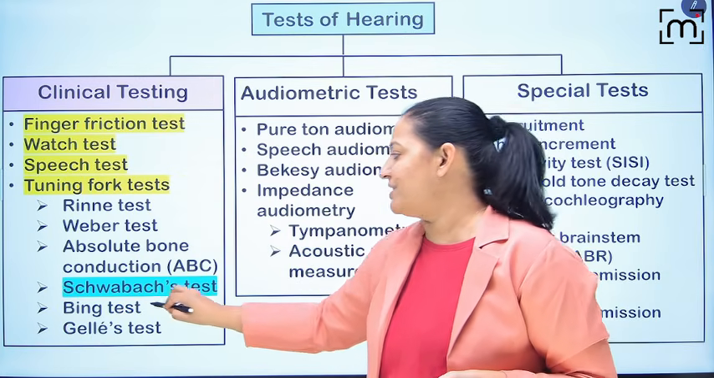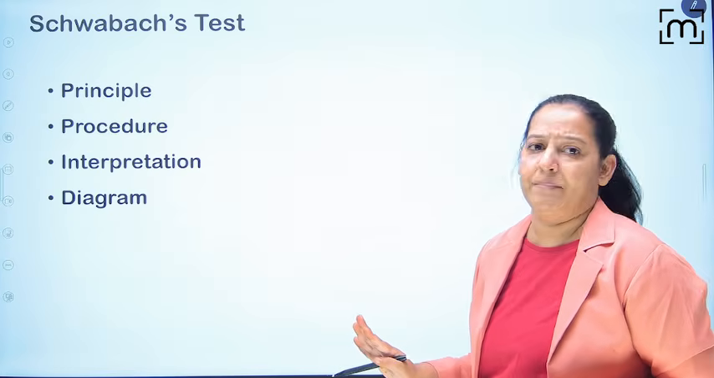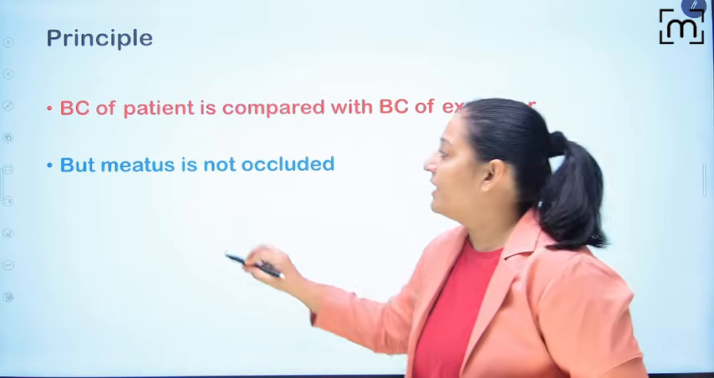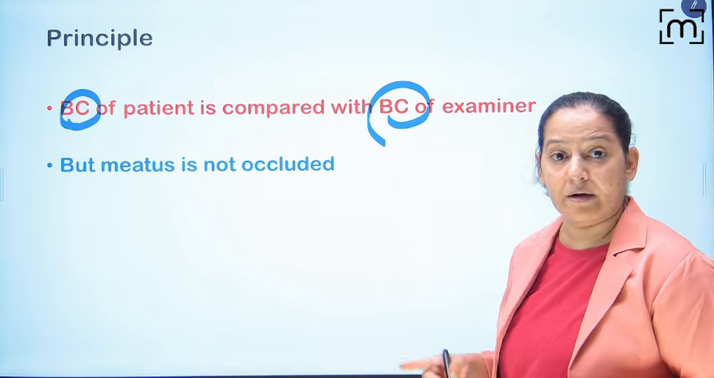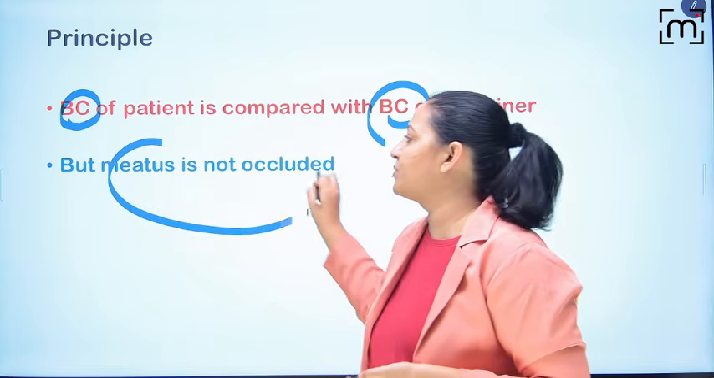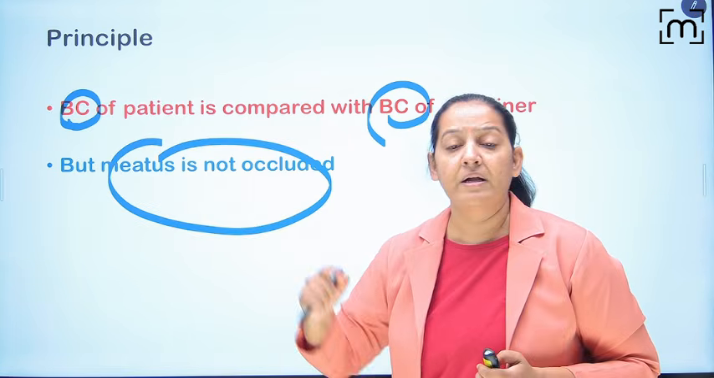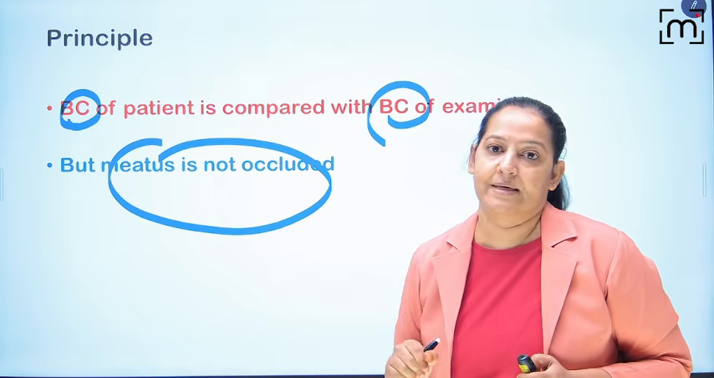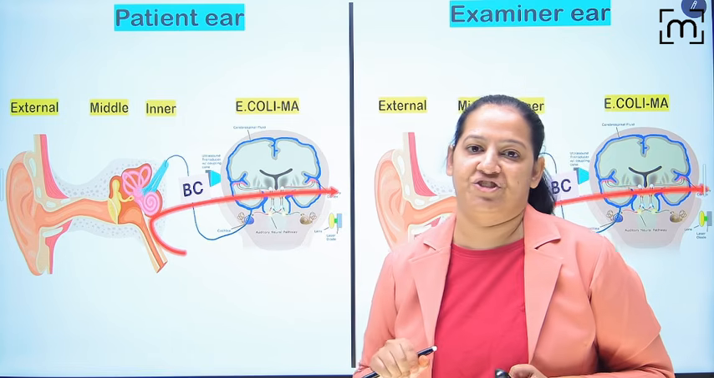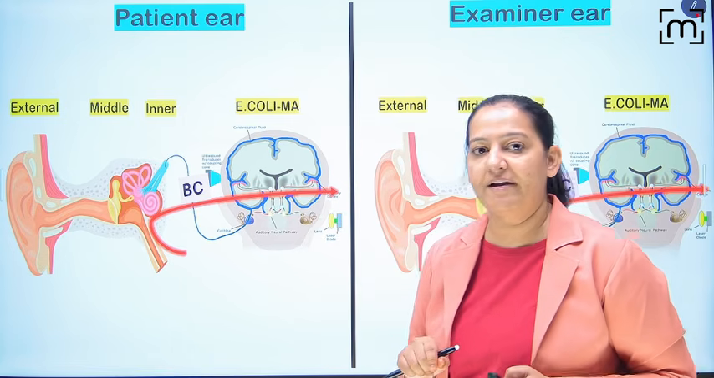Here in the next test, the Schwabach test, the principle is the same. Here also the BC of the patient is compared with the BC of the examiner. Only thing, here we will not close the tragus. The meatus is not occluded, so we are not occluding the background noise. So the result will be a little bit changed.